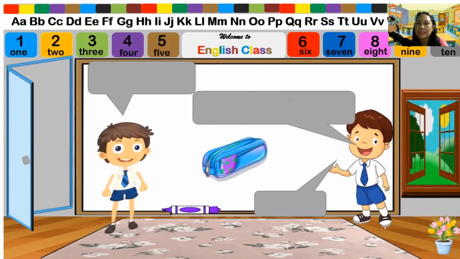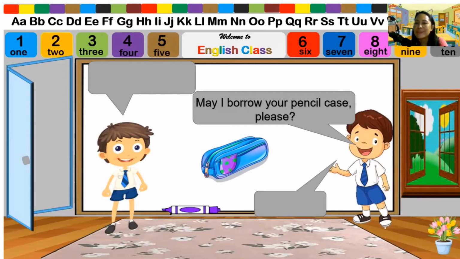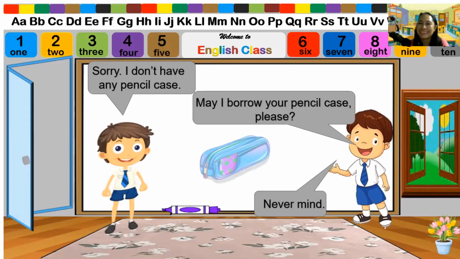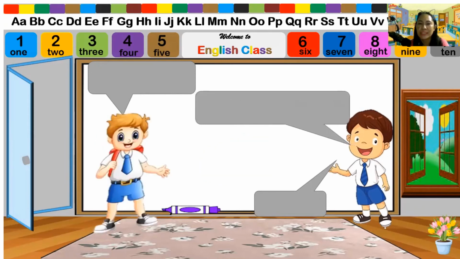All right? So what does he want to borrow? Good job. A pencil case. Okay, so that's how we ask. May I borrow your pencil case, please? Then, if we don't have, we say, sorry, I don't have any pencil case. And then, if our friend doesn't have what we want to borrow, we just simply say, never mind. All right? Let's keep moving.